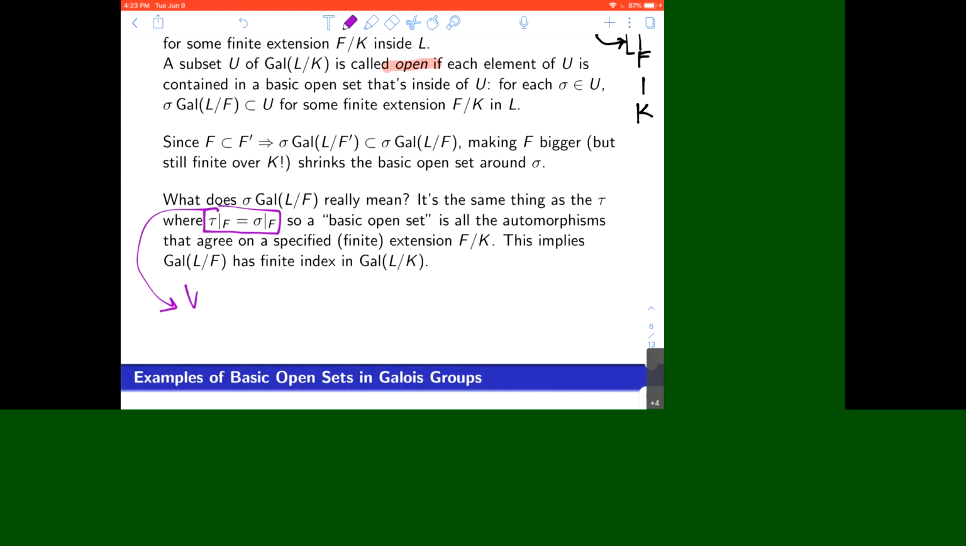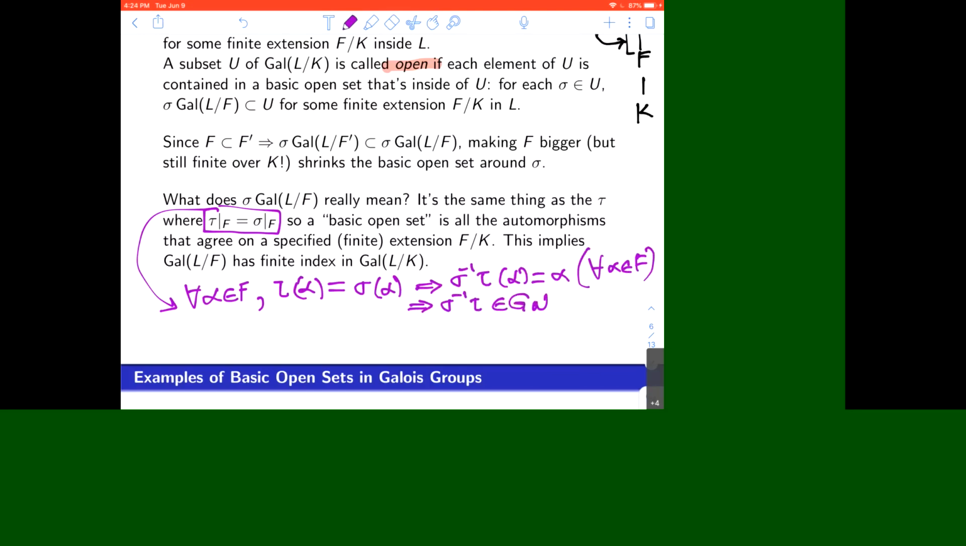Because you're telling me that for all alpha in F, tau of alpha is equal to sigma of alpha. So therefore sigma inverse tau fixes alpha for all alpha in F. But that's exactly saying sigma inverse tau is in the subgroup fixing F, which is the same as saying tau is in that coset. And these implications are all reversible. If tau is in that coset, then sigma inverse tau is inside that group. But to be in that group means that you fix all elements in that field. And then by applying sigma to both sides, you get back that tau and sigma had the same behavior.